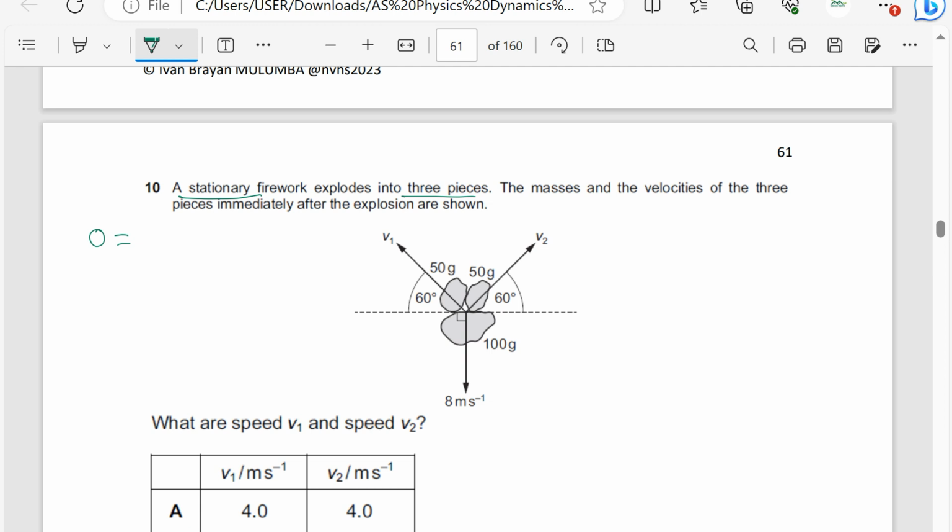In the vertical, conserving momentum, I have 50 grams, that is the mass, times its velocity in the vertical, which is v1 sine of 60. Then this one will also point upwards, so I'll say plus 50 grams times v2 sine of 60.